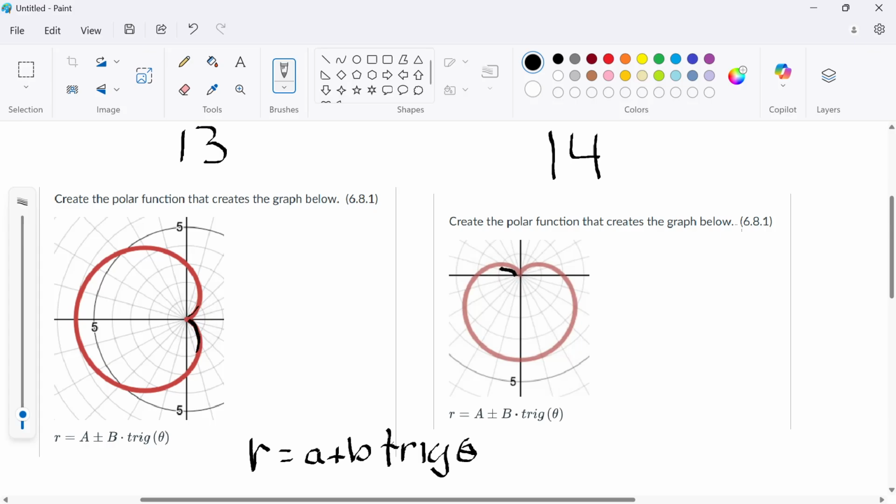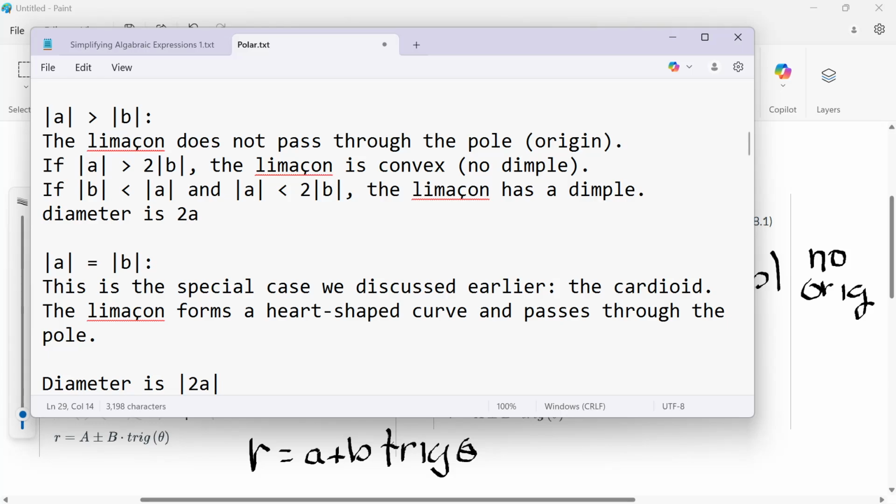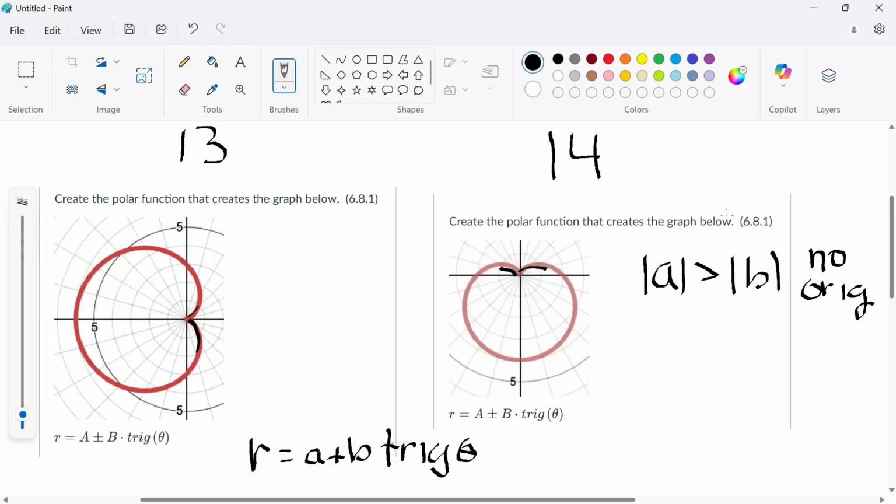And there's only two chances for this thing to have a dimple. If the absolute value of A is greater than the absolute value of B, then it has a dimple, but it's not on the origin. It doesn't touch the origin. And notice this one does touch the origin. Let me just double check, because I always want to. Yeah, it's A greater than B.